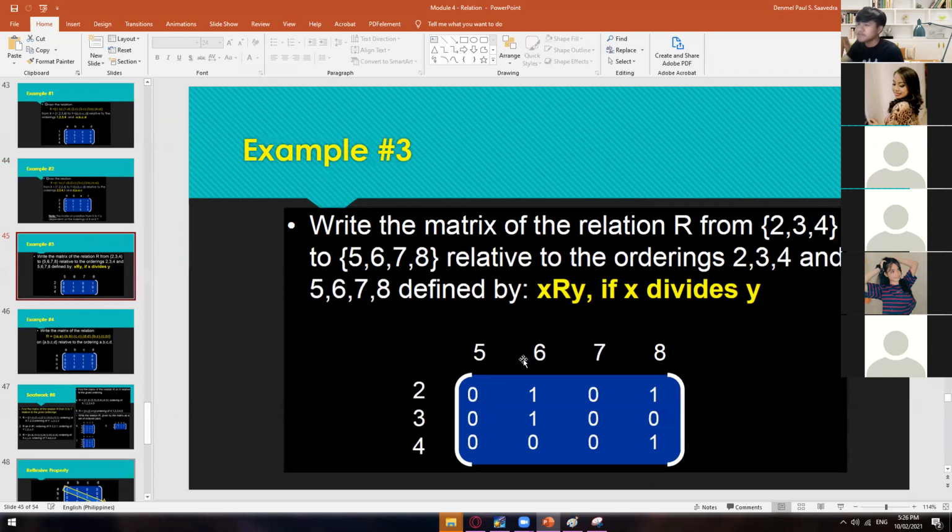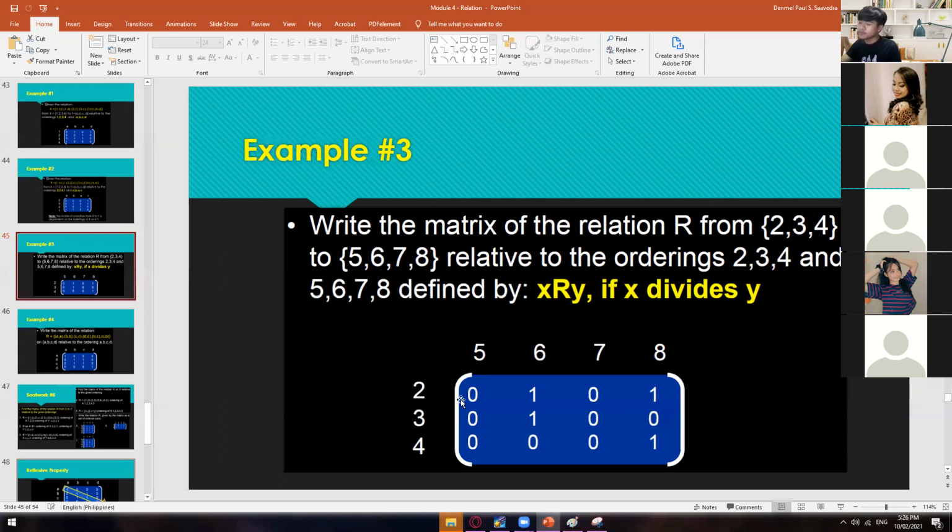Okay, so let's have another example. So in here, write the matrix of the relation R from 2, 3, 4 to 5, 6, 7, 8 relative to the orderings 2, 3, 4, and then 5, 6, 7, 8. So as you can see, our orderings are still the same. So no problem. But in here, we have a condition wherein X is related to Y if X divides Y. So as you can see right here, your Y here is 5, 6, 7, 8. So just take a look at this one. 5, 6, 7, 8 divided by these rows: 2, 3, and then 4.